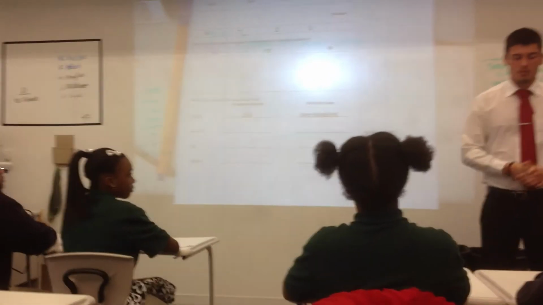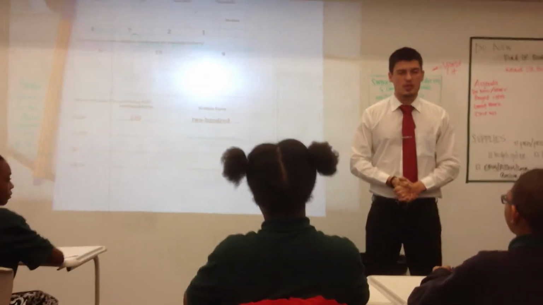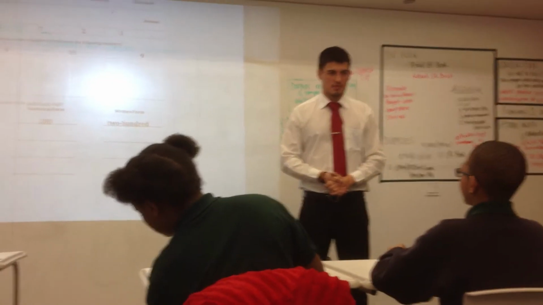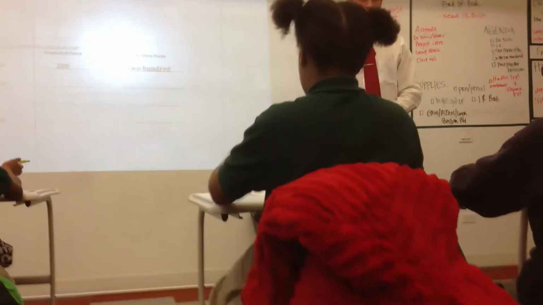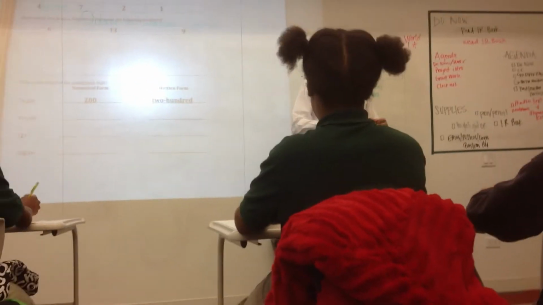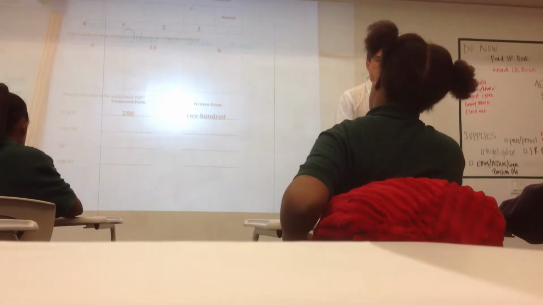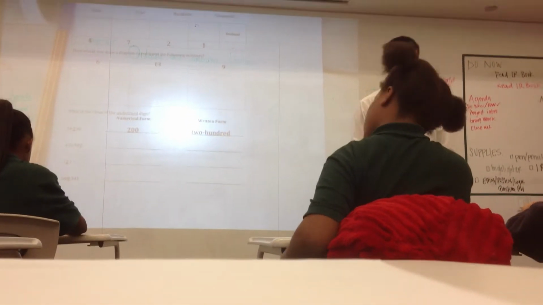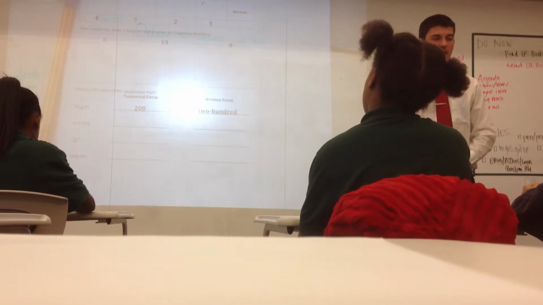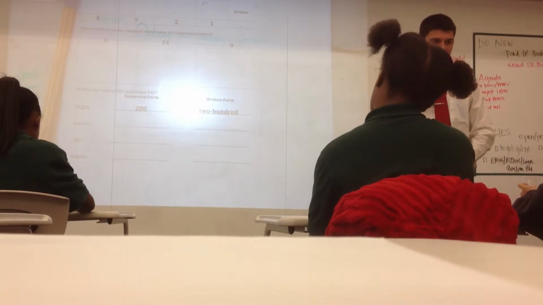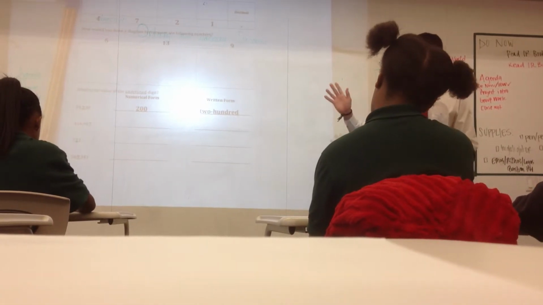I want you to think, what is the best way you can represent the number 6? Is it making 6 stars? Is it making 6 circles, 6 squares? How would you represent that you have 6 of something? Okay. Any other questions?